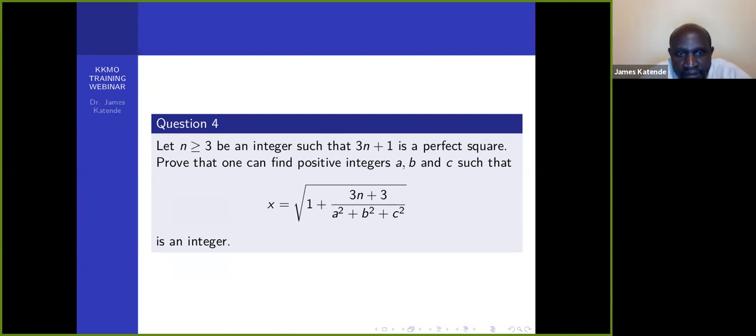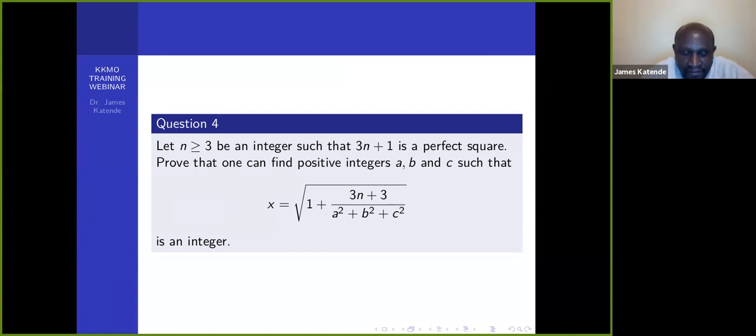Any ideas? This one looks to be a bit tougher.